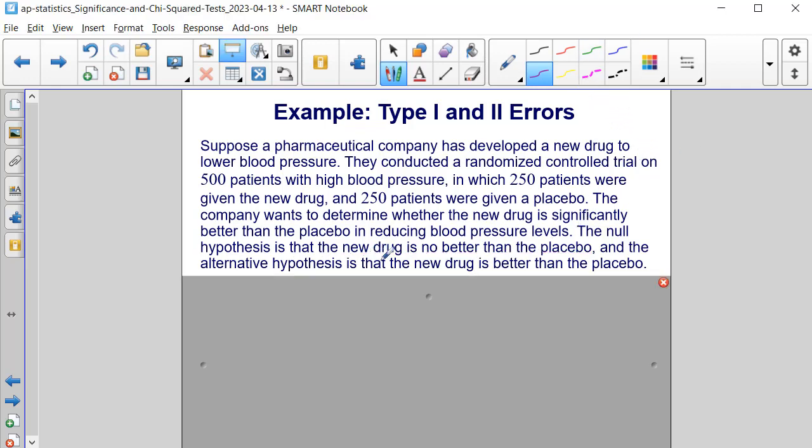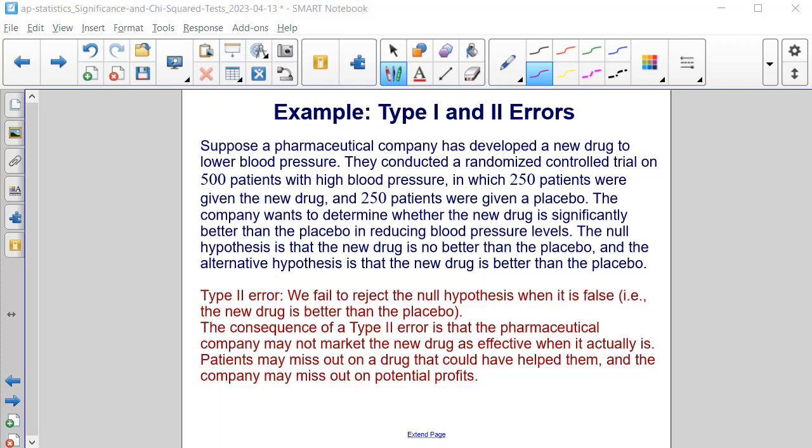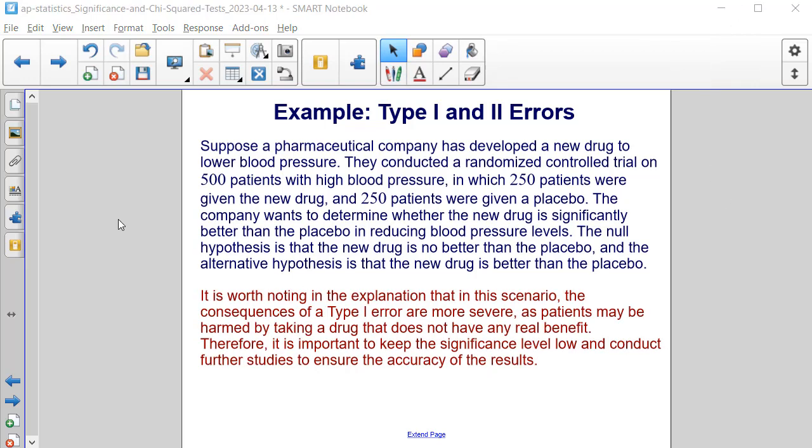A type 2 error is failing to reject the null hypothesis when the alternative hypothesis is true. In other words, the new drug is better than the placebo. The consequence of a type 2 error is that the pharmaceutical company may not market the new drug as effective when it actually is, and patients may miss out on a drug that could have helped them, and the company may miss out on potential profits.